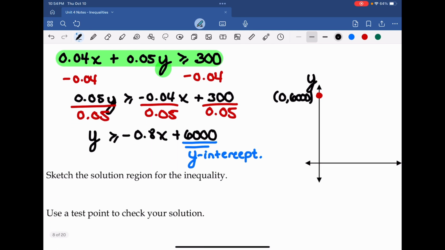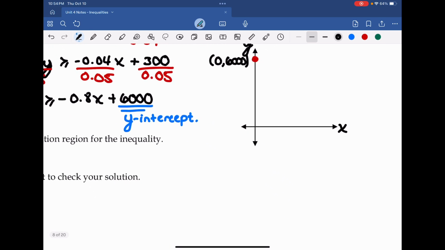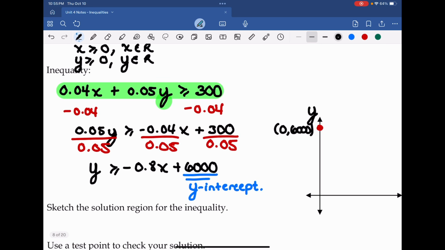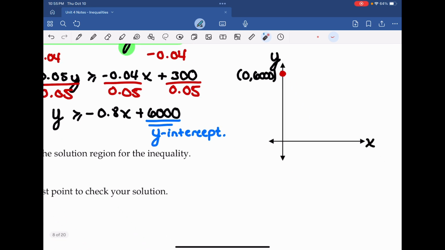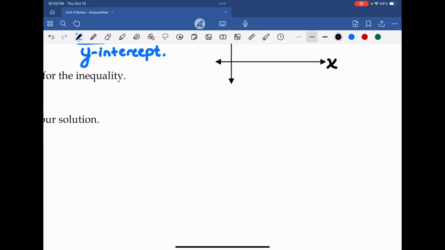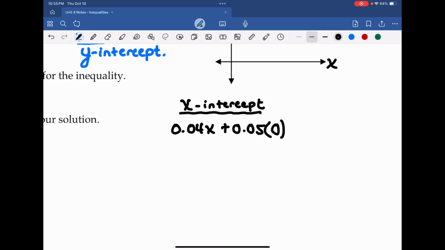Now, in order to build out the graph algebraically, we want to solve for the x-intercept. To solve for the x-intercept, we're almost going to do what we did last time and just take the original inequality and plug in 0 for y, eliminating the y term, and then we can isolate this for x. So let's do that below here. For the x-intercept, we'll take 0.04x plus 0.05 times 0, because we're going to try and solve for our x-intercept, is greater than or equal to 300.